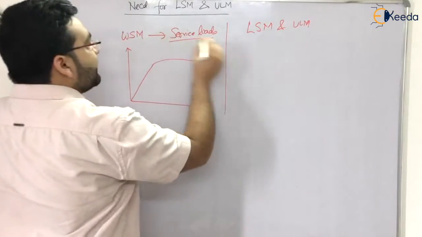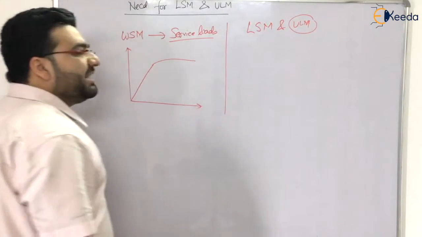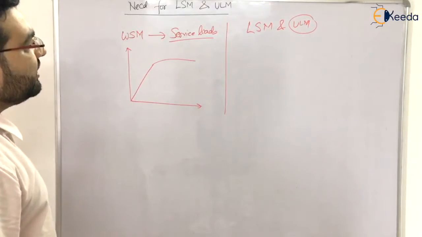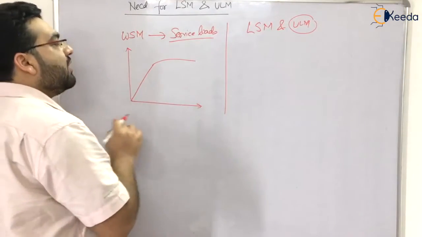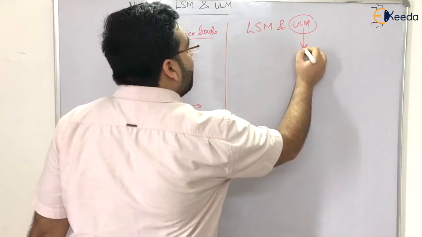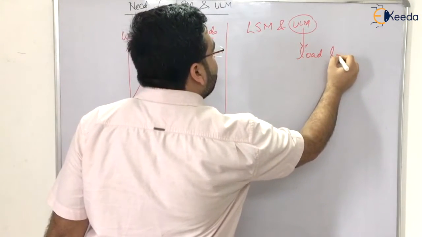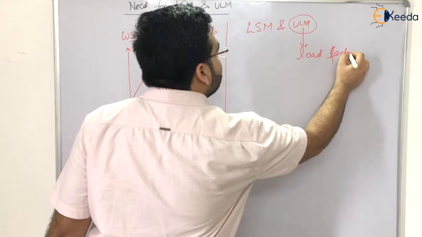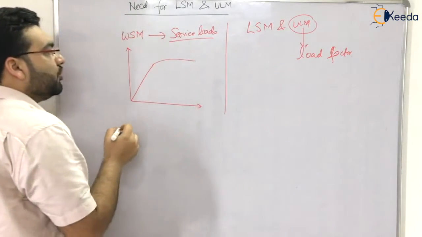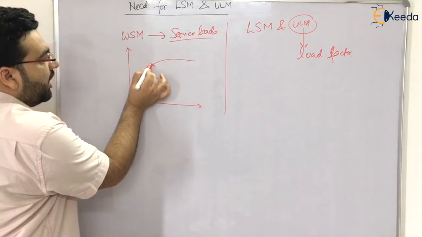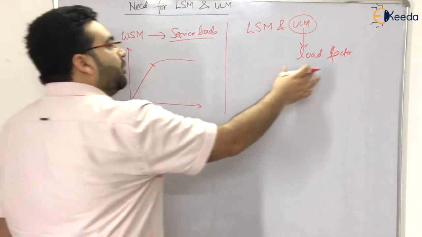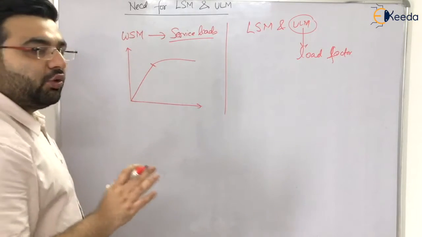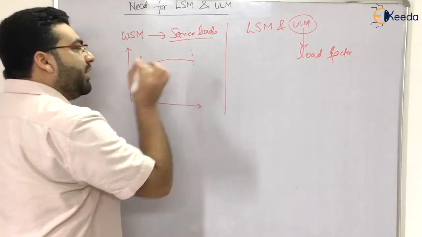After the WSM, first of all, we came out with the ULM, the ultimate load method. In this ULM, everything was the same, but a factor known as the load factor was introduced. So what we used to do is, for example, you know the service loads, we multiplied the service load with the load factor to get the ultimate load. It means that now we are designing it up to here.